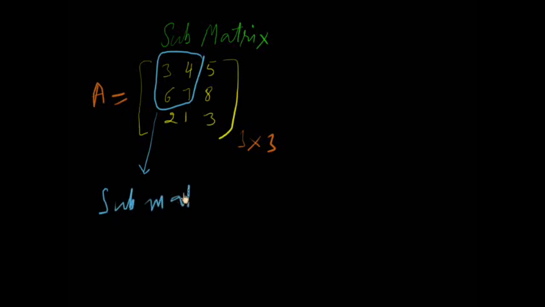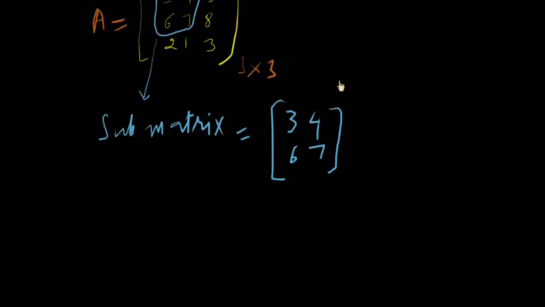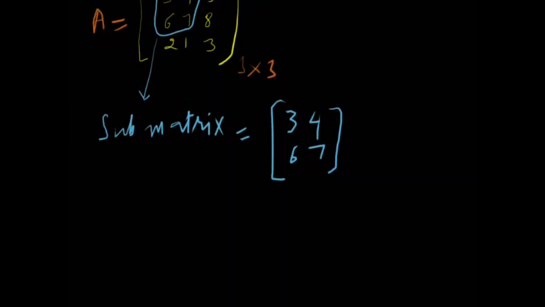Submatrix is equal to 3, 4, 6, 7. Like this, we can take submatrix of this. We are taking one row and one column. This is B submatrix, and this is a submatrix.